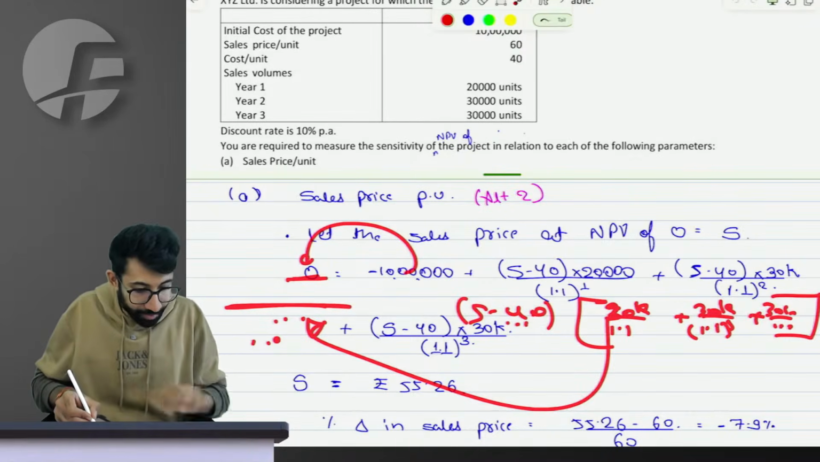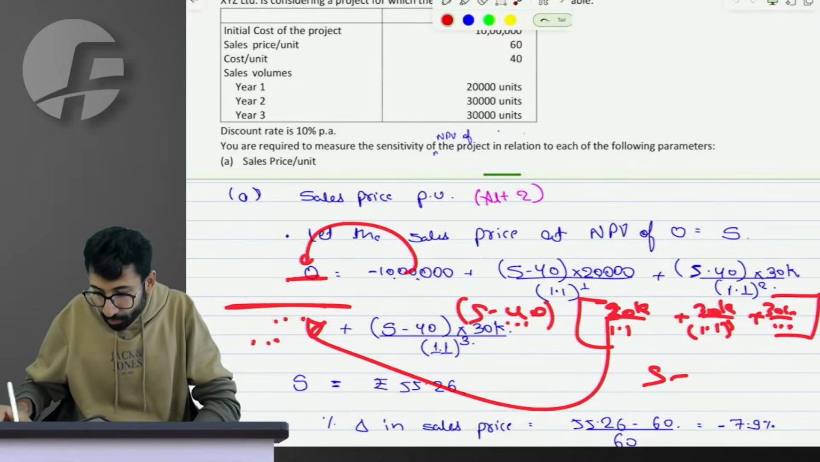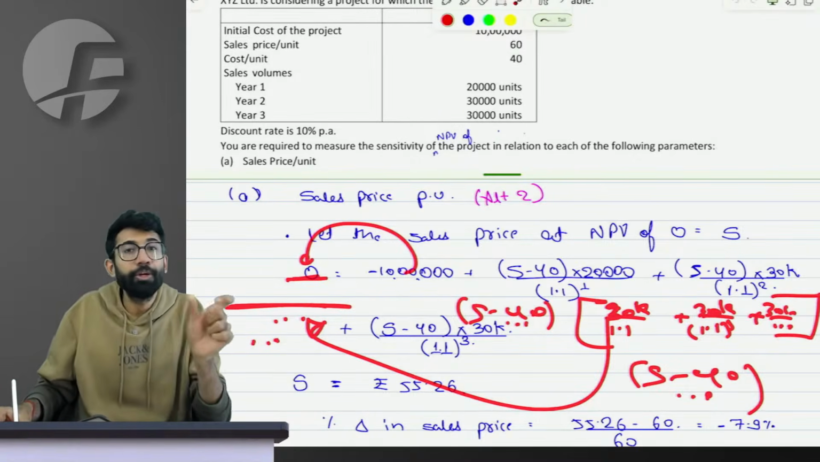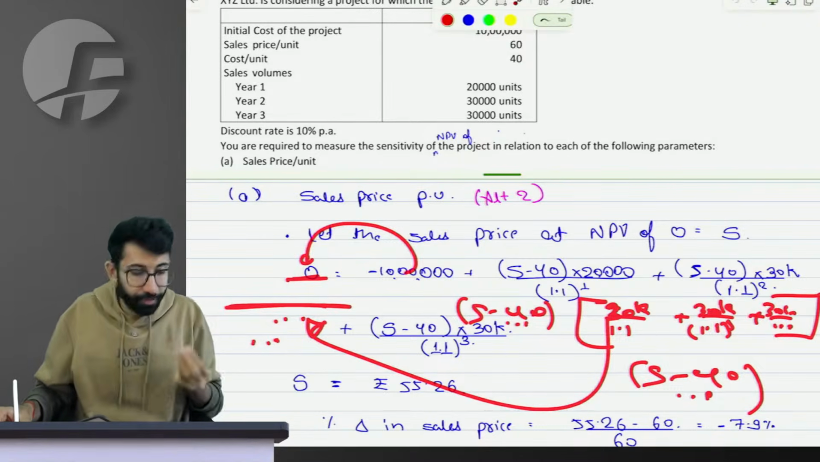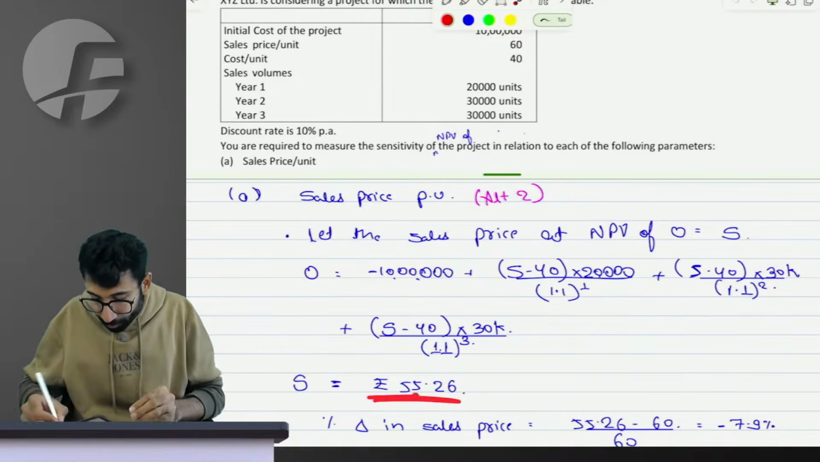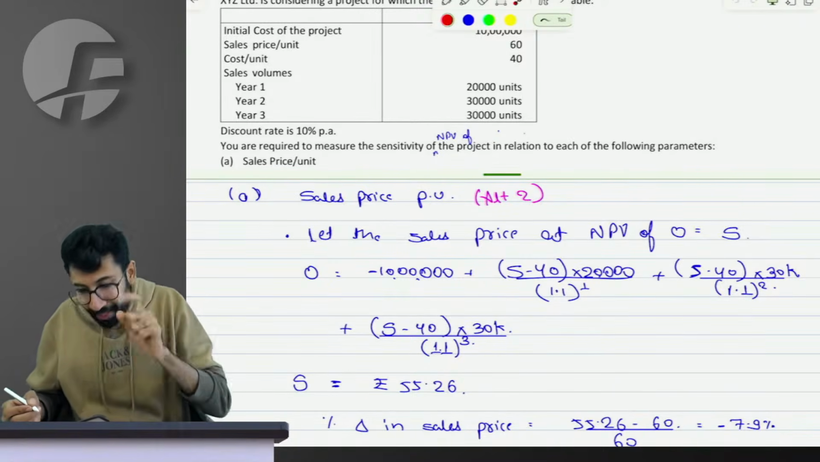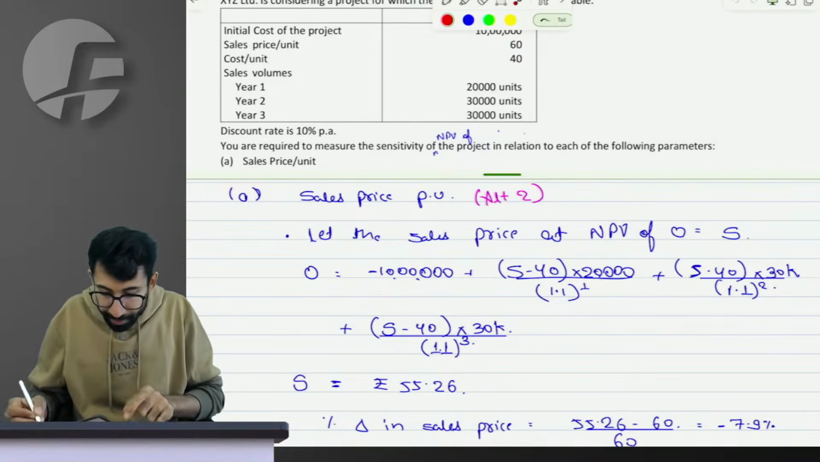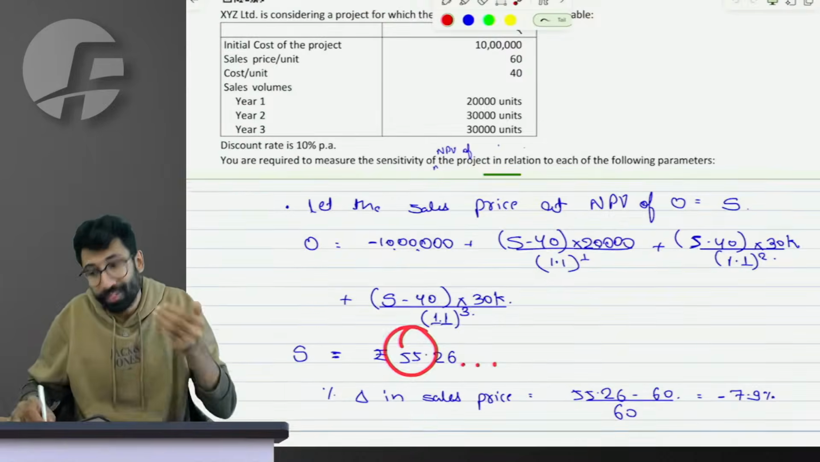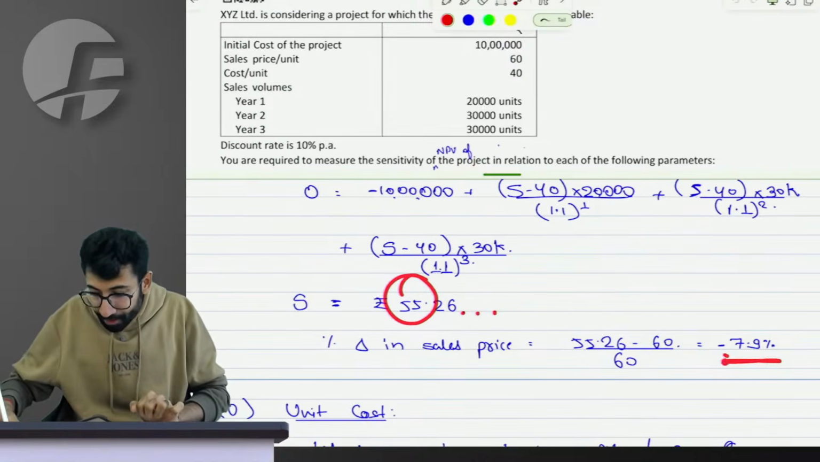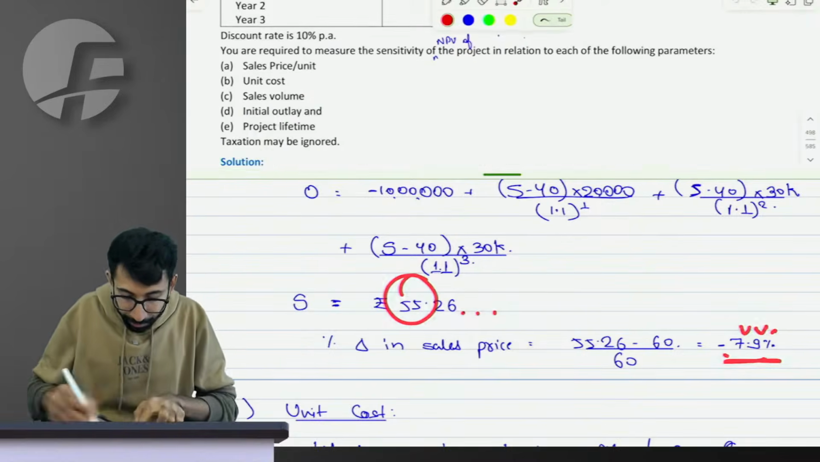Oh, I'm getting the correct answer. Sorry. So 15.26 is equal to S minus 40. So S is equal to 40 plus 15.26, which is 55.26 being the selling price. What do we say? To make the NPV 0, selling price should fall from 60 to 55.26. Think otherwise: percentage change in the selling price is 7.9%, which can make my NPV 0.